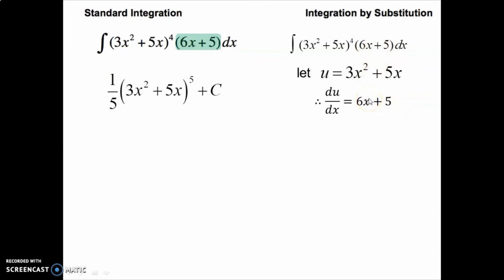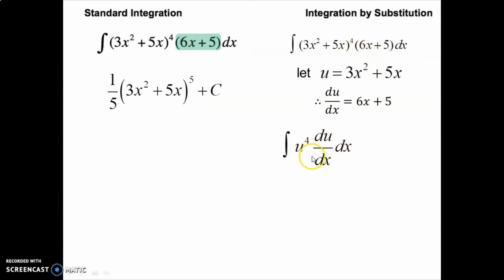Now you make a substitution. So back into your original integral, you substitute your u and the du. So check it out. All of this is replaced by u. So it becomes u to the fourth. And then we multiply that by this. This is replaced by du dx. So we just put du dx instead of the 6x plus 5.